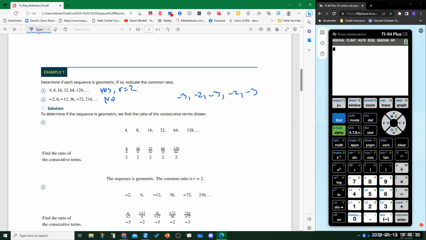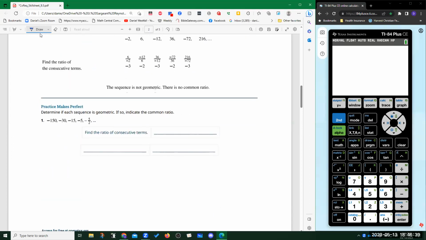Now let's look at this. Oh, those are our solutions there. Okay, so now let's look at this one down here and determine if this sequence is geometric. -150, -30, -15, -5, -5 halves.